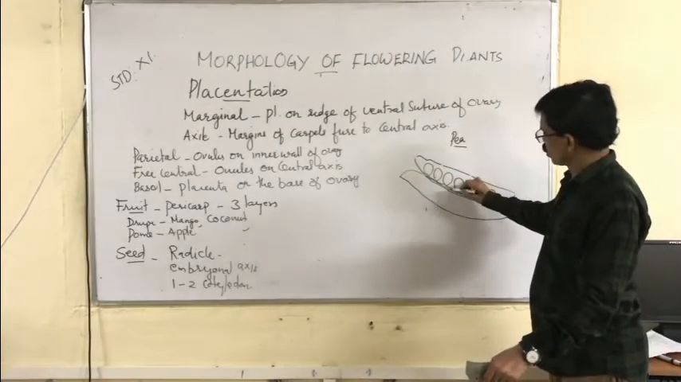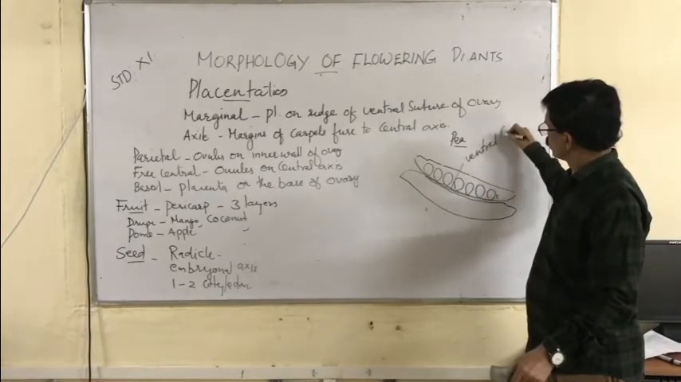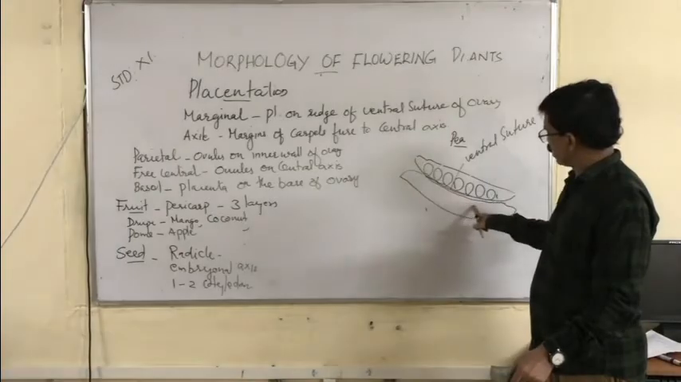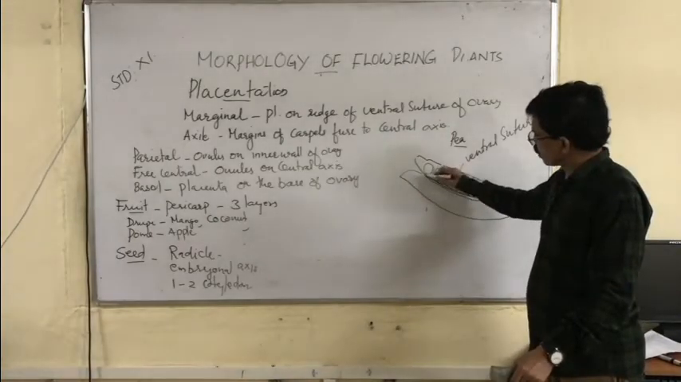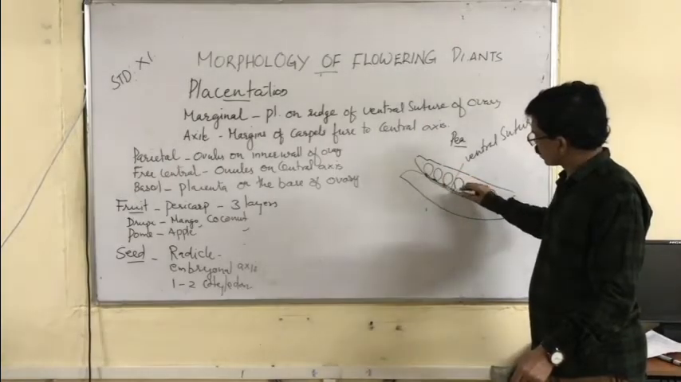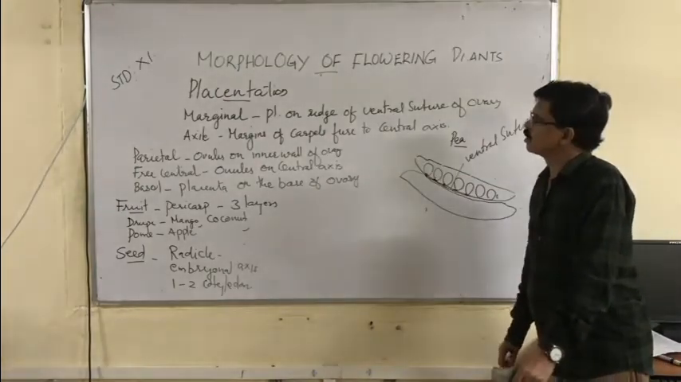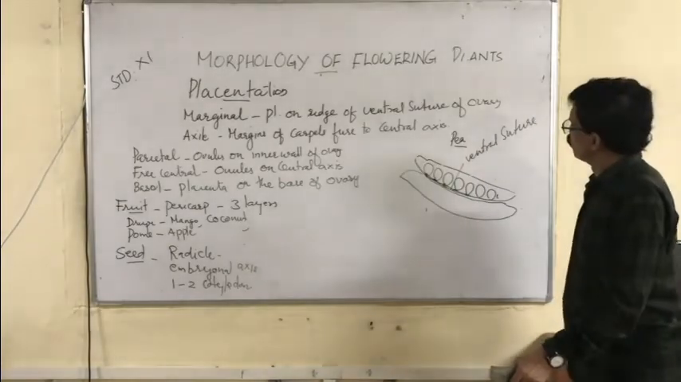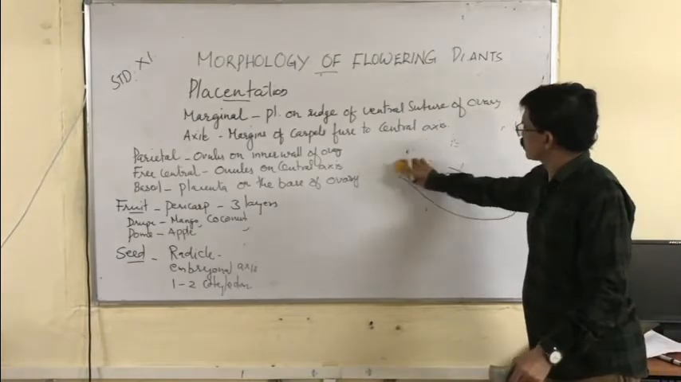The joining region of these two halves is called the ventral suture. You can see the ventral suture here in the case of mutton or pea. You can see the ovules are arranged on the ventral suture. Here is the placenta. Placenta is along the ventral suture. So I got the idea of marginal placentation: the ovules are arranged on the ventral suture on the ovary. That is marginal placentation.